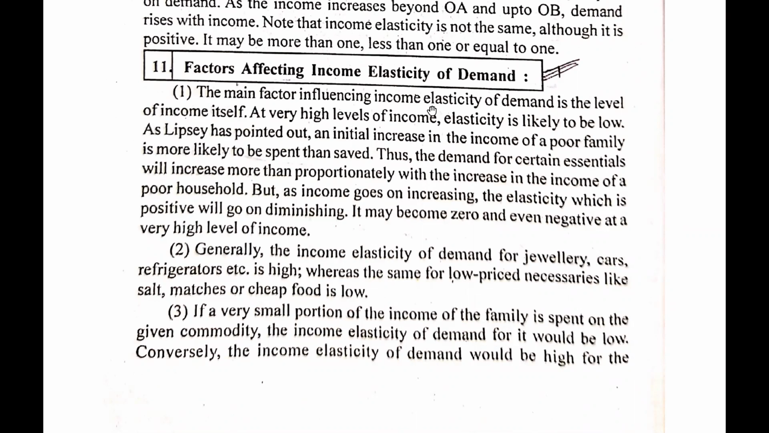The main factor influencing income elasticity of demand is the level of income itself. At a very high level of income, elasticity is likely to be low. As Leipzig has pointed out, an initial increase in the income of a poor family is more likely to be spent than saved. Thus, the demand for certain essentials will increase more than proportionately with the increase in the income of a poor household. But as income goes on increasing, the elasticity, which is positive, will go on diminishing. It may become zero and even negative at a very high level of income.